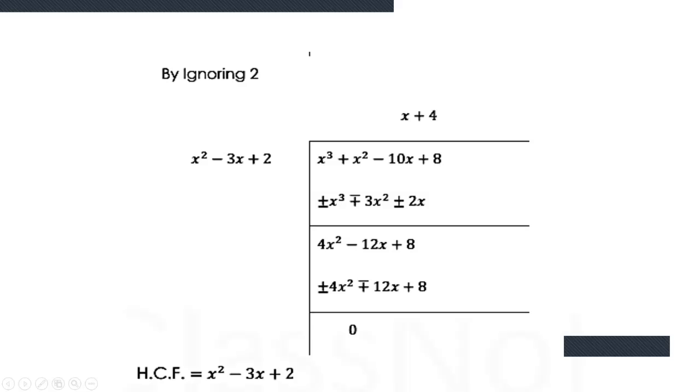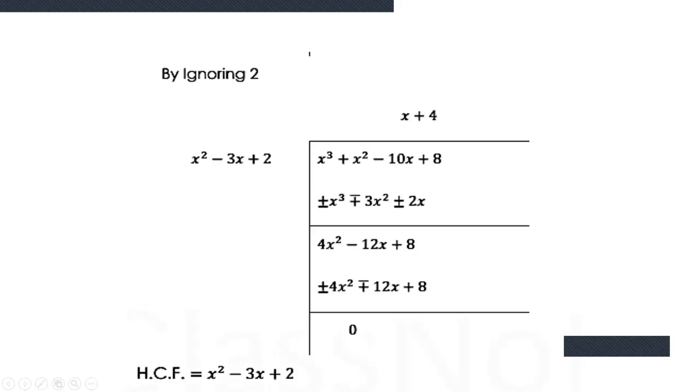Here is x squared and here is 4x squared. What should we multiply to get 4x squared? Here is x squared and here is 4x. We should multiply by 4 to all the terms. That will be equal to 4x squared.